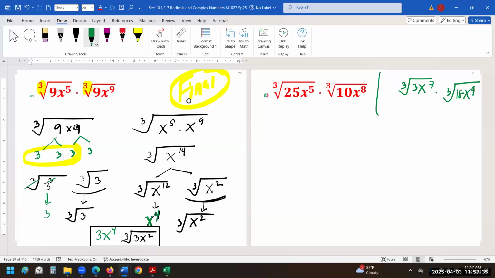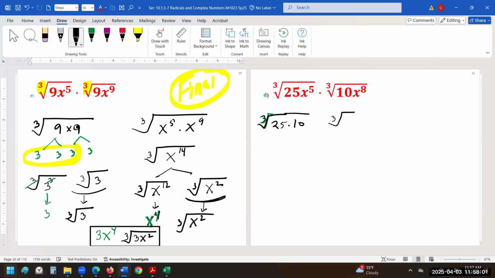So let's do them. We have cube roots of the numbers 25 times 10. Let me use this. And we have cube root of x to the 5, x to the 8. Now don't multiply 25 and 10. Instead, break them down, because our goal is to see something 3 times. So if you multiply them, it doesn't help you.